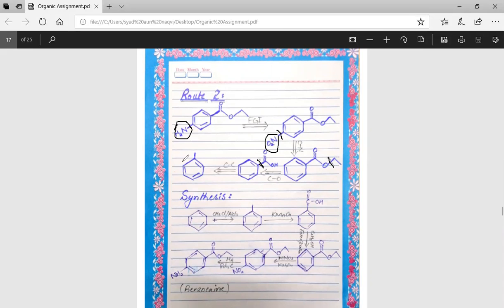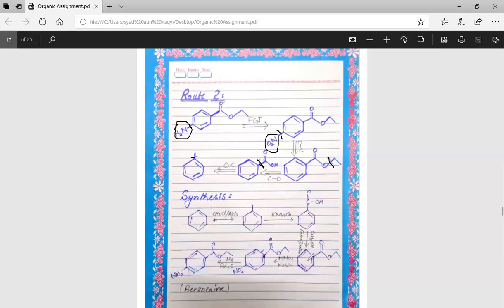So, moving toward the synthesis for route 2, we can also remove this carbon-carbon bond. The methyl group can be removed from the benzene. So when benzene undergoes Friedel-Crafts alkylation in the presence of aluminium chloride, we will have toluene as a product. Upon the oxidation of toluene in the presence of KMnO4, we will have the product benzoic acid. Upon the addition of ethyl alcohol to benzoic acid, we have ethyl benzoate. This is an ester product.